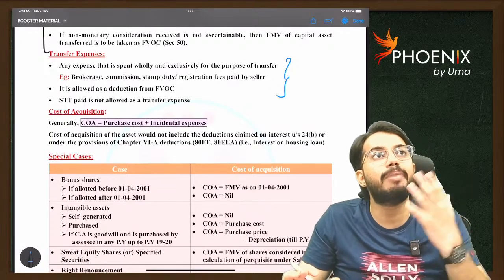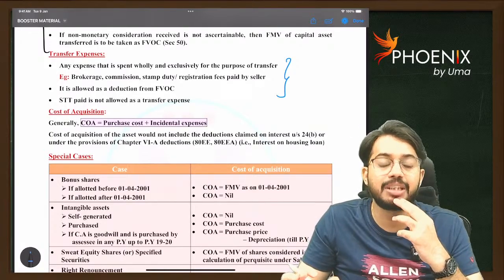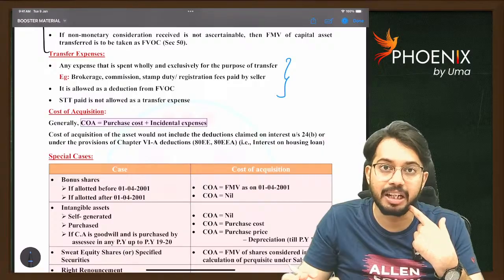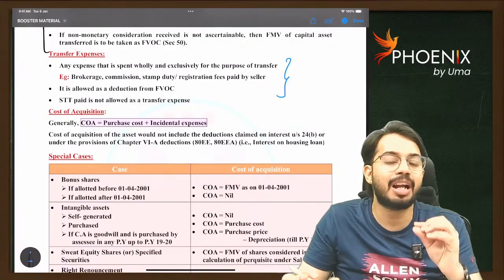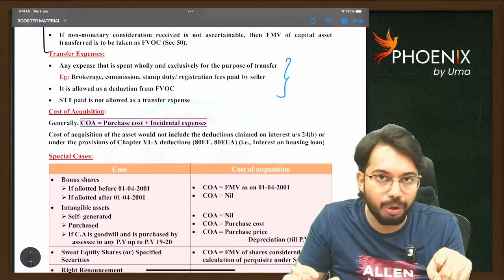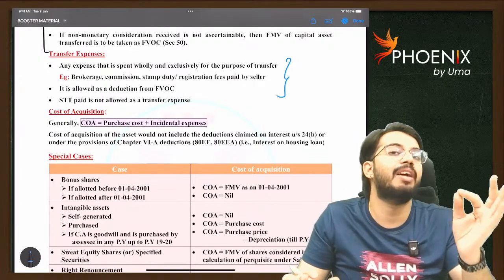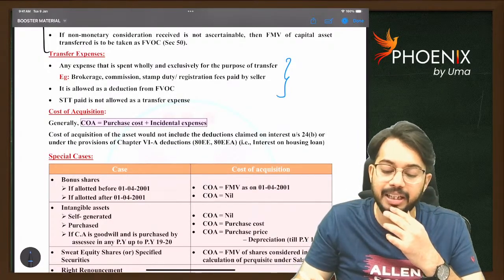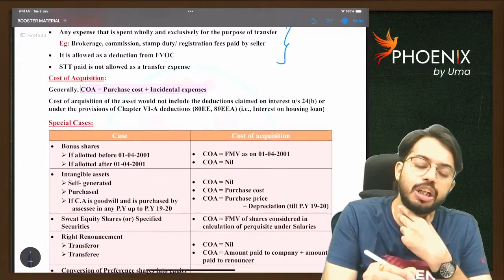See, whenever you buy and sell listed shares or securities, you are required to pay securities transaction tax. Whatever the securities transaction tax that you have paid, that is transfer expenditure only, but that is not allowed as deduction while calculating capital gain. Is it clear?